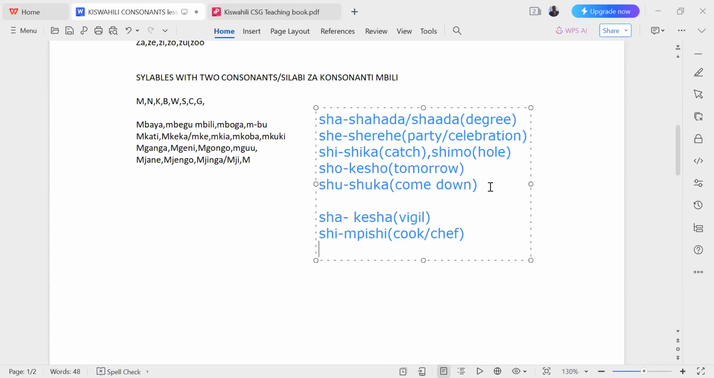The first word is shahada. The second one is sherehe. The third one is shika or shimo. Then you have kesho. Then you have shuka. Then you have other words like kesha or mpishi.